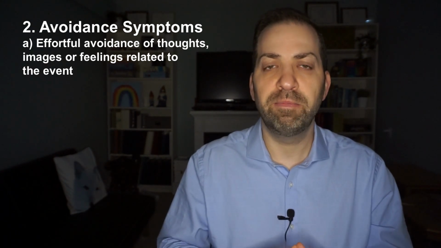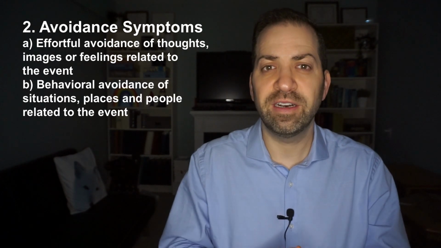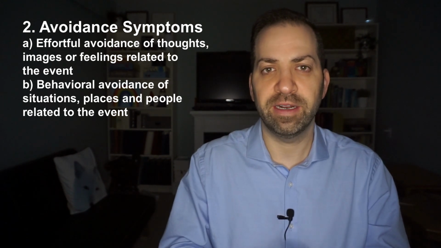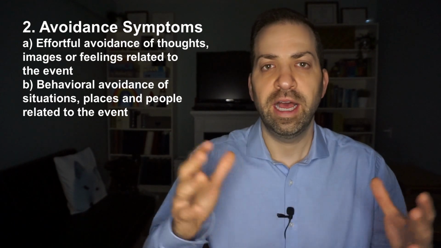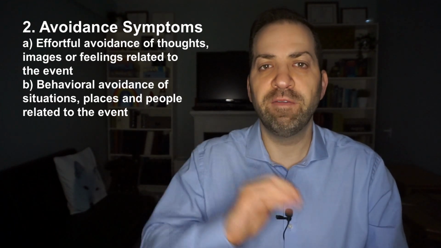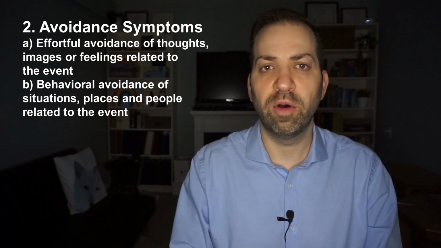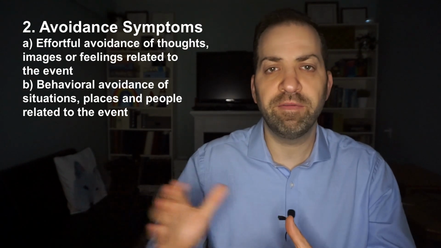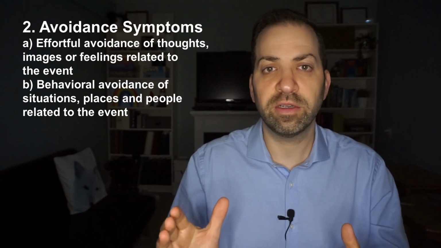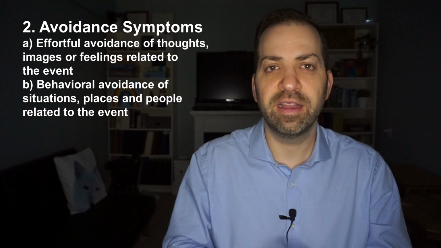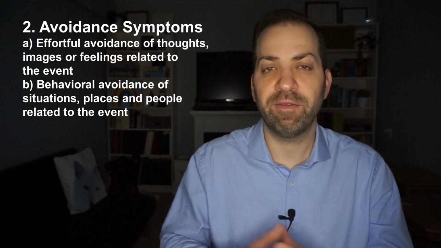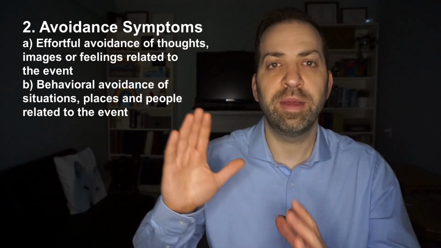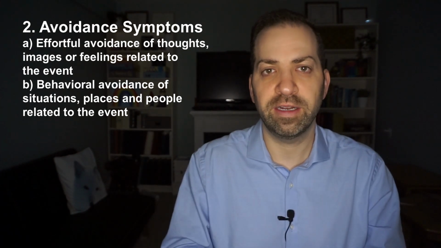Avoidance can also take the form of behavioral avoidance. So avoidance of situations, places, or people that remind you of the traumatic event. Some examples of this: if I was in a motor vehicle accident, I may avoid driving by the scene of the accident. If I was involved in an assault where a friend of mine was present and was assaulted as well, maybe just being in the presence of that friend or seeing that friend after the assault could bring up memories or thoughts of the assault that are distressing to me, and so maybe I avoid seeing that friend or avoid talking to that friend.